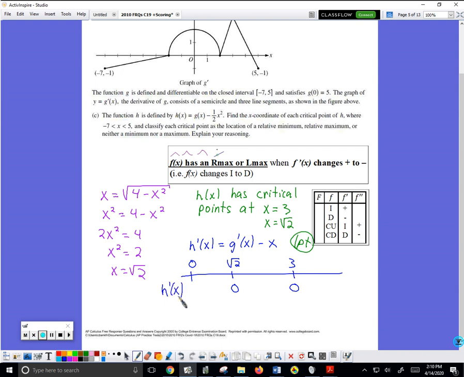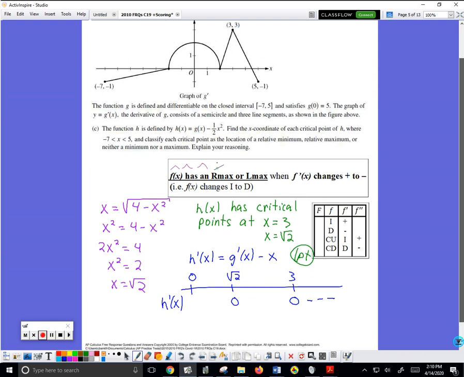So for h prime, I just pick a number bigger than 3, like 4 is fine. 1, 2, 3, 4. So g prime of 4 is going to be about here. That's about 1. But x is also 4, so you're going to end up with about 1 minus 4. That's definitely negative. So over here, this is definitely negative. Then I try this side, like plug in root 2. So 2 is a good one to check.